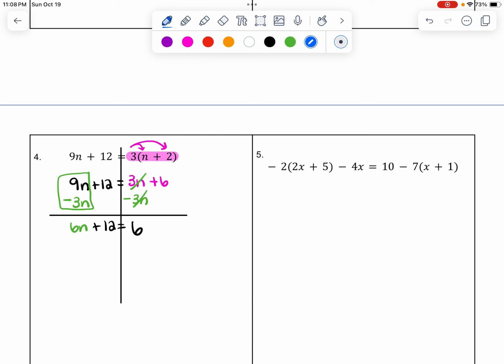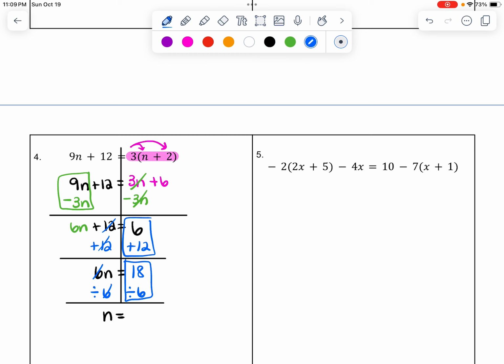Then I'm going to solve by undoing. So I'm going to add 12 on both sides. I get 6n equals 6 plus 12 is 18. And then I'm going to divide by 6 on both sides. And so I get 6 divided by 6 is n equals 18 divided by 6 is 3. And I'm done.